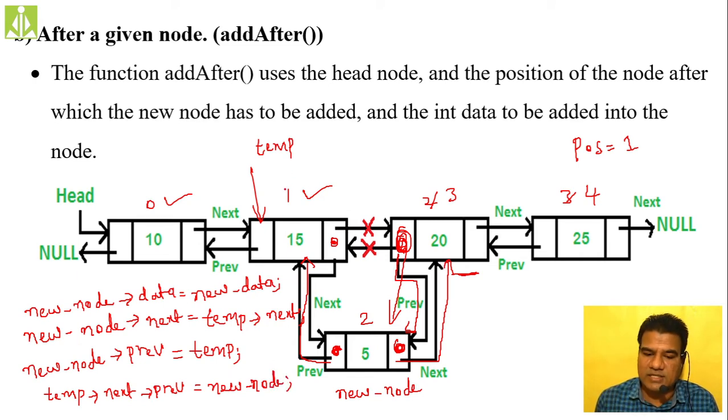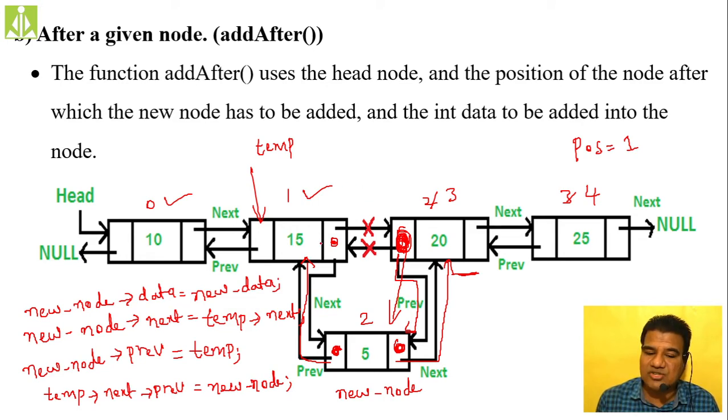Temp of next is what? This one. This one means this address, isn't it? Temp of next of previous means this location. In this location, I am storing the new node. So this location will be replaced with this new node's address. So ultimately what will happen? A link will be established from here to here.